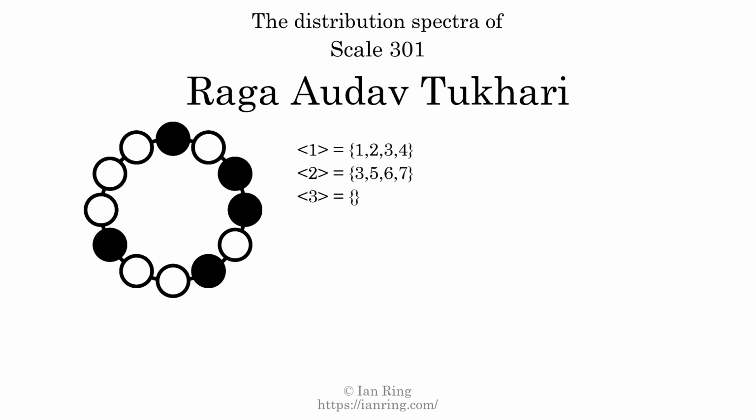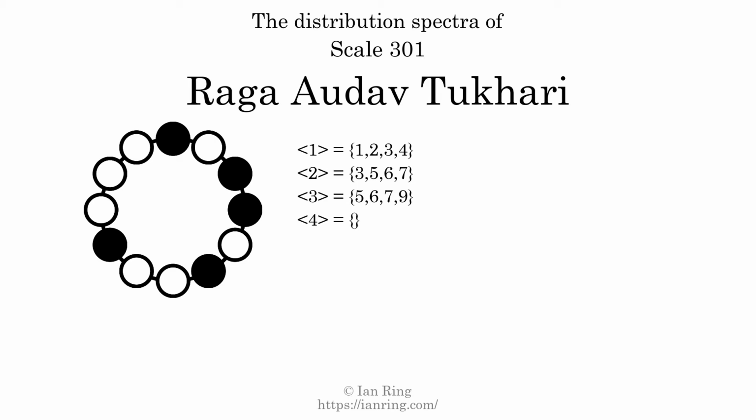The generic interval of 3 scale steps comes in 4 different specific interval sizes: 5 semitones, 6 semitones, 7 semitones, and 9 semitones. The spectrum width of this generic interval is 4.